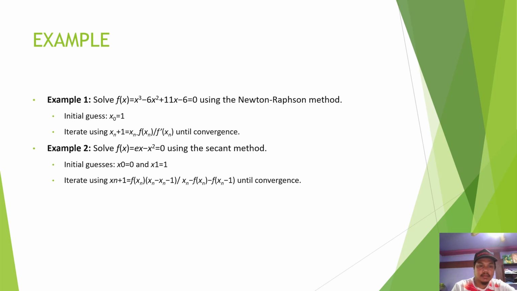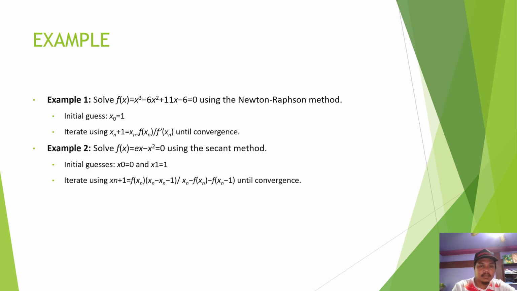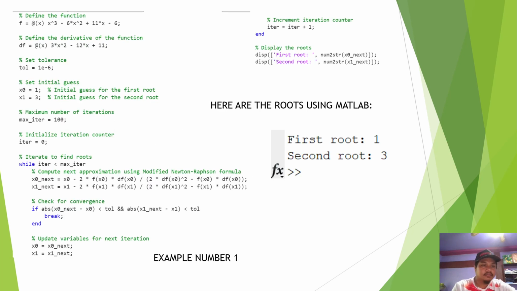For this example, this is the code I used in MATLAB. At the top part, define the function. Afterwards, we also need the derivative of the function. Then set a tolerance, and we need an initial guess, for the Newton-Raphson method. So x sub 0 is 1, and the maximum number of iterations is 100. Then this is the condition.